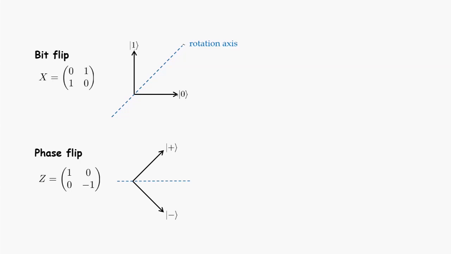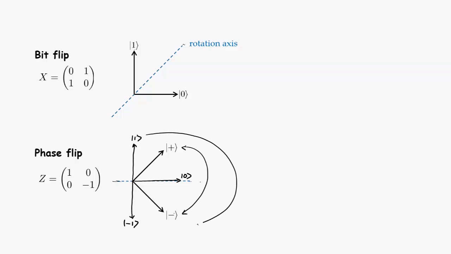Phase flip gate, well, what does it do? Here's what it does. It leaves the 0 state alone, and it maps 1 to -1. So what we are doing is rotating the space around this axis, the horizontal axis, through 180 degrees, and that leaves the 0 state alone, and it moves 1 to -1. In the process, it also swaps plus and minus, right? So it swaps these two.